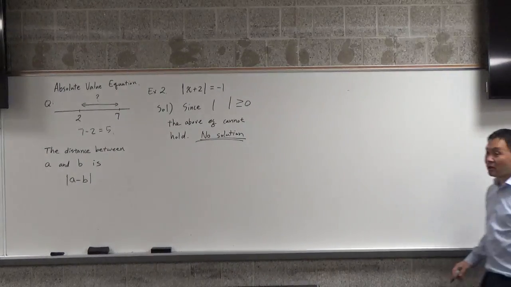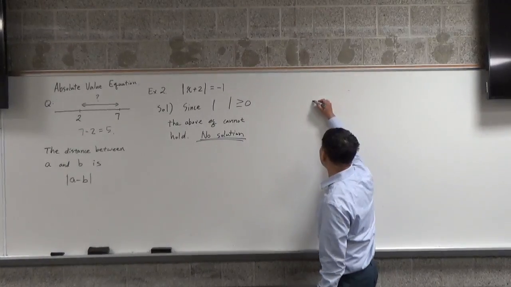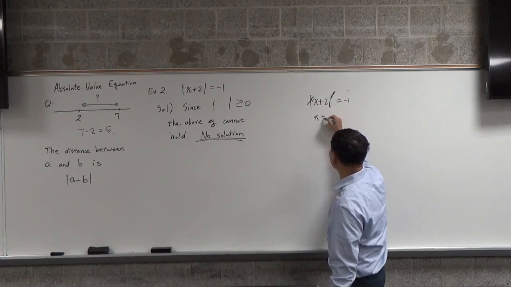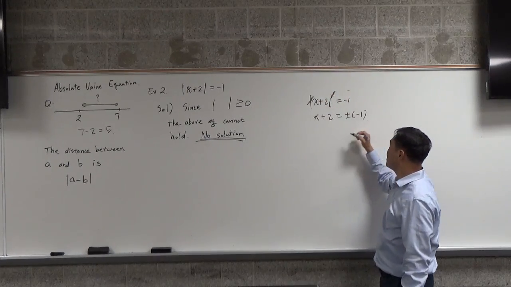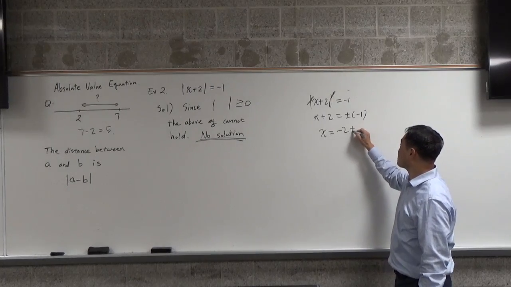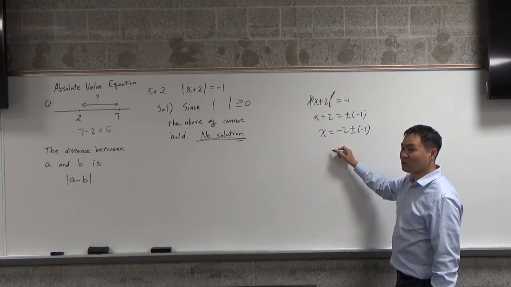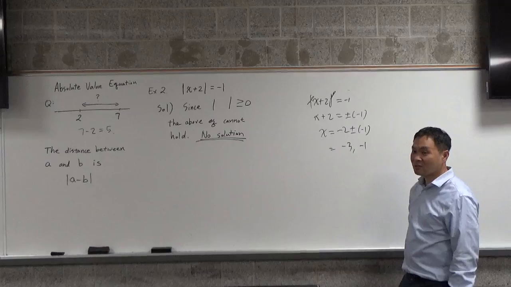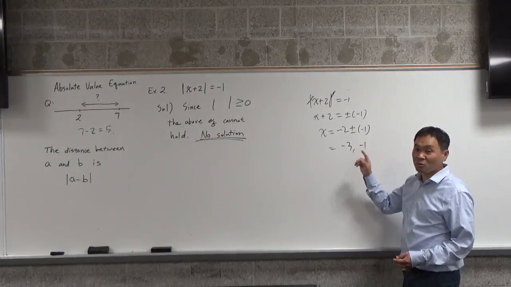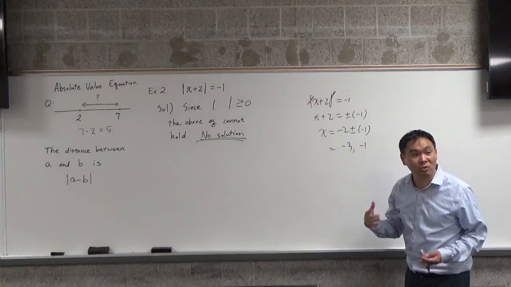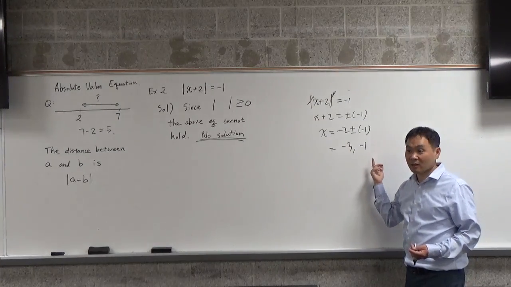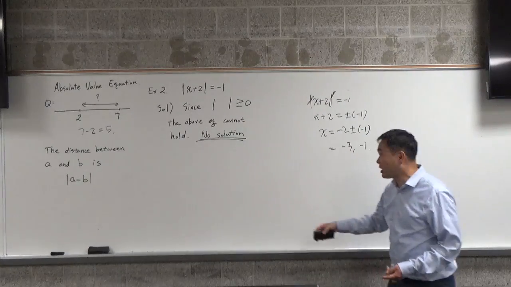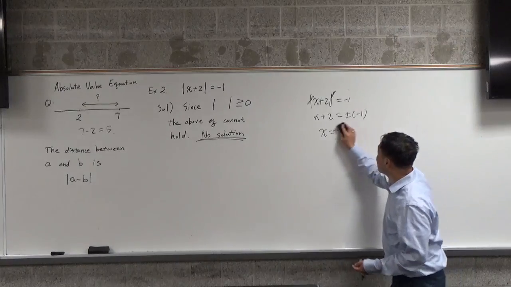And this is the danger that I was trying to explain. If you simply say, oh, x plus 2, absolute value, okay, let's remove this away, and then put plus minus on the other side, and then you get x equals negative 2 plus minus negative 1. You end up saying, oh, it should be negative 2 plus negative 1, which is negative 3, or negative 1. You get fooled into thinking that these are the solutions, but if you plug it back into the original, these don't work. Okay?